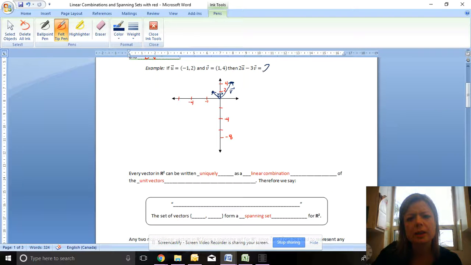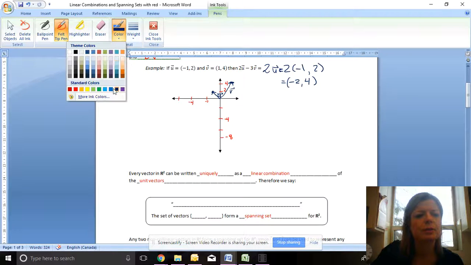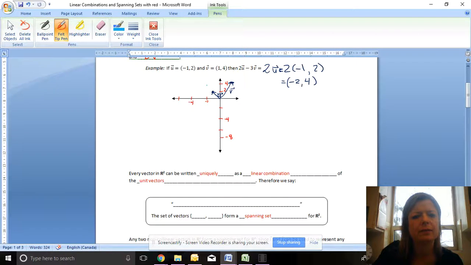Well, 2u is 2 times -1, 2. So that gives us -2, 4. So the vector 2u then is -2, 4. So it's in the same direction as u, should be right on top of it, but twice as long.